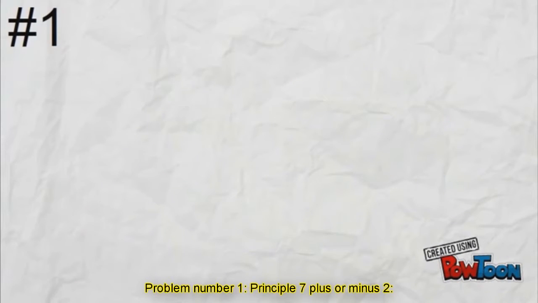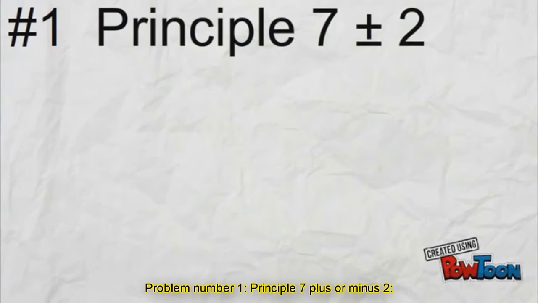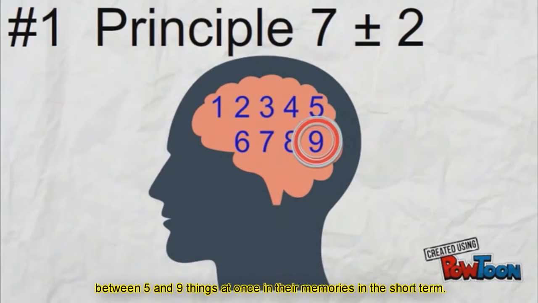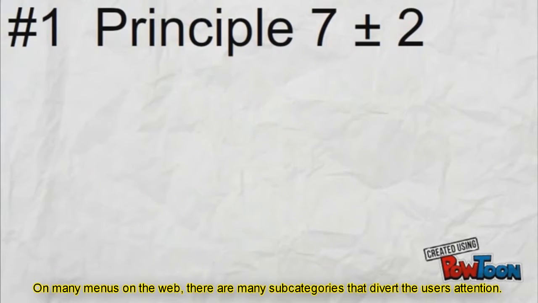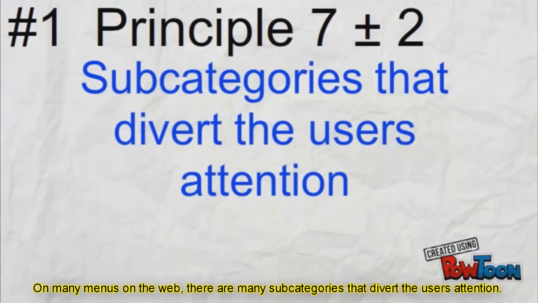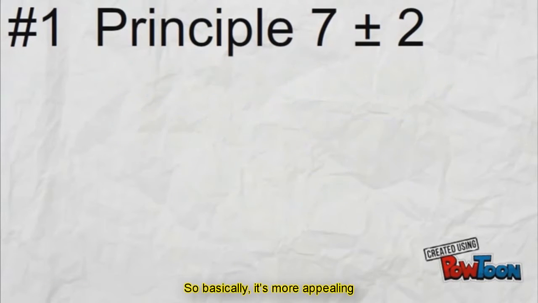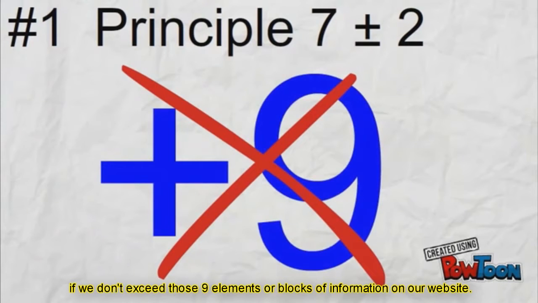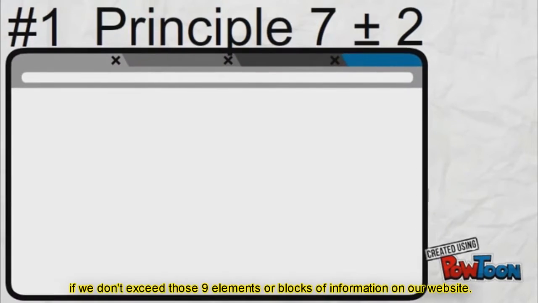Problem number 1. Principle 7 plus or minus 2. According to diverse studies, human beings can retain between 5 and 9 things at once in their memories in the short term. On many menus on the web, there are many subcategories that divert the user's attention. So basically, it's more appealing if we don't exceed those 9 elements or blocks of information on our website.